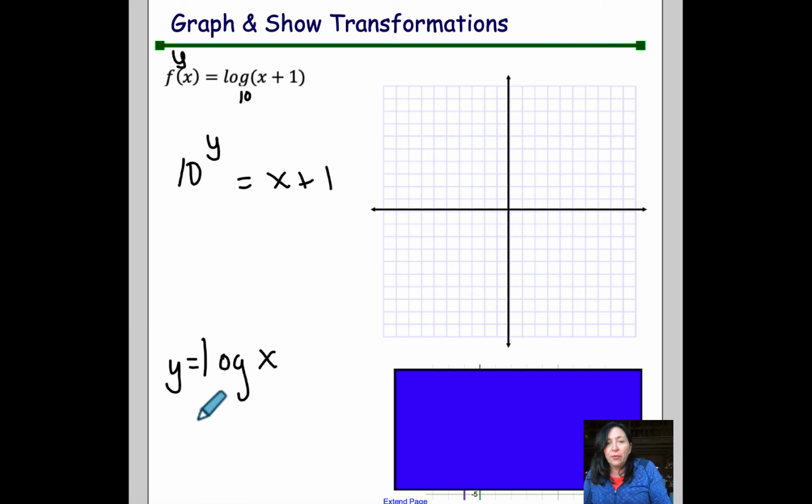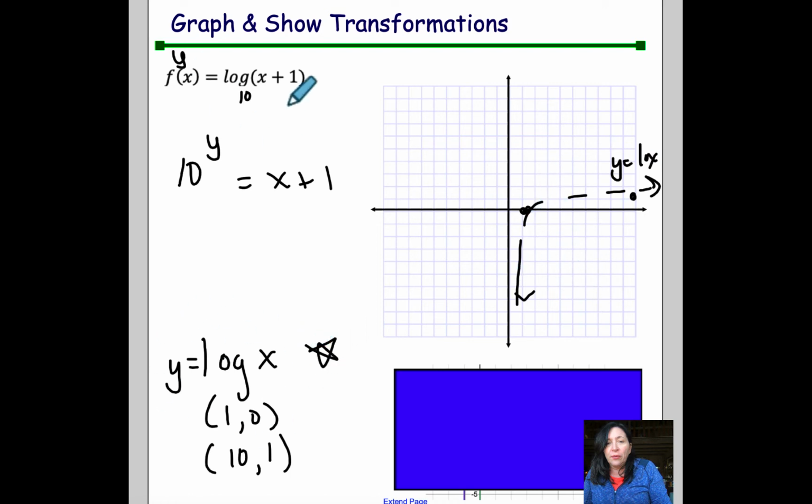We already know our 2 points: 1, 0 and 10, 1. We did that in the previous example. So we had 1, 0, and then we had 10, 1. And we knew that our parent graph is going to look something like this for log. This is y equals log of x. The way you graph that is you take the parent function and then you move with your transformations.